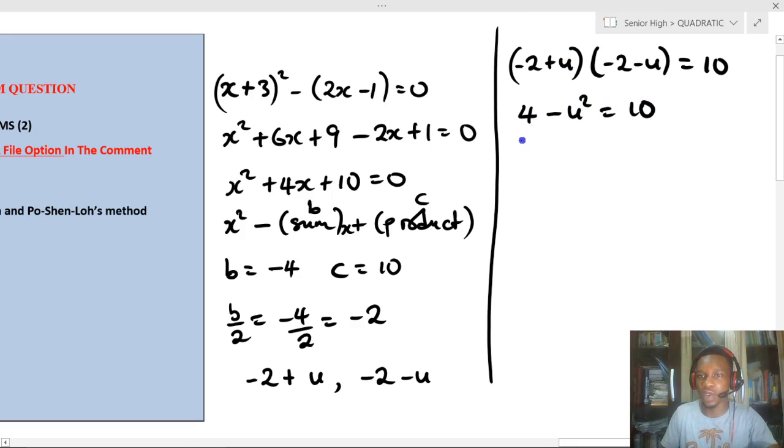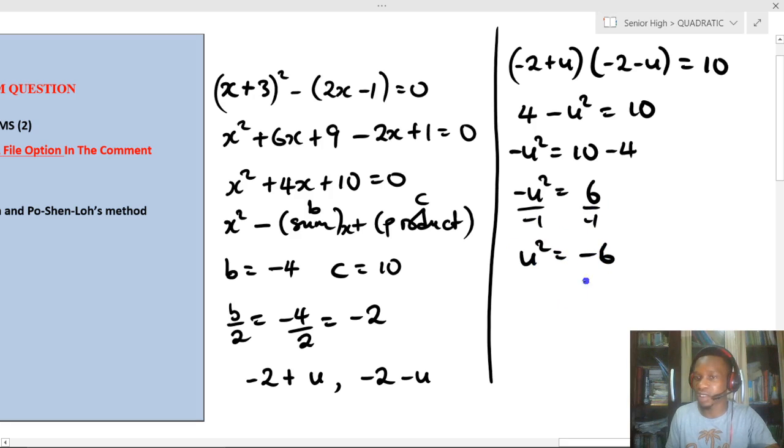Taking our 4 the other way, we have minus u squared is equal to 10 minus 4, and we have that minus u squared is equal to 6. And so our minus sign can go out of here by dividing by minus 1, and we have that u squared is equal to minus 6. Now what's the next thing we do? The next thing we can do is to take the square root of both sides. So taking the square root, u is equal to the square root of minus 6.